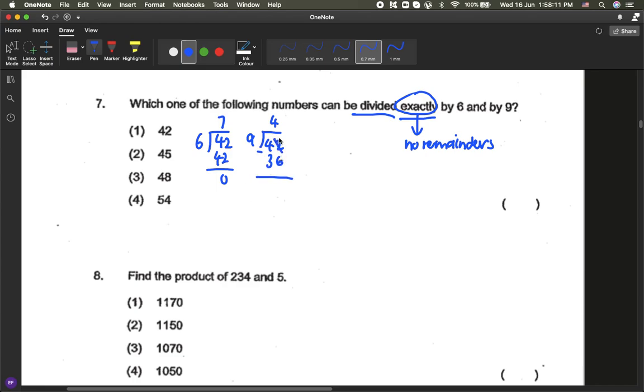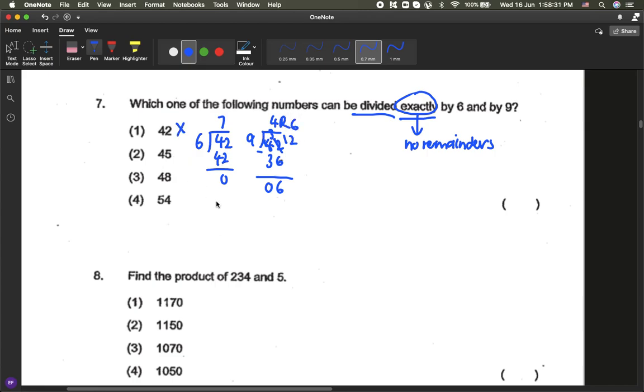So 12 minus 6 is 6. And this becomes 3. So 3 minus 3 is 0. So we have a remainder of 6. So unfortunately, 42 cannot be divided exactly by 9 because we have a remainder over here. So this option is wrong.